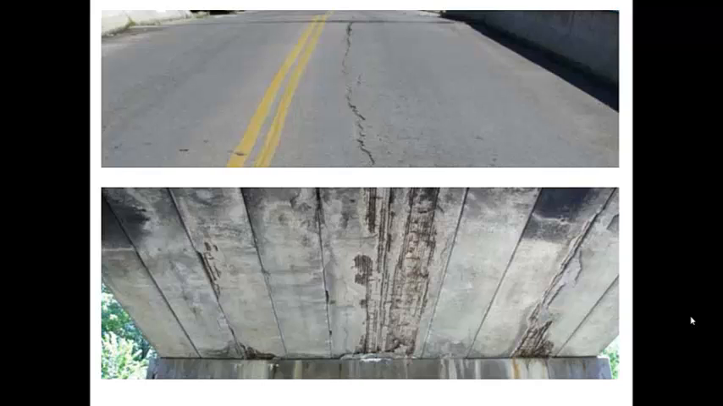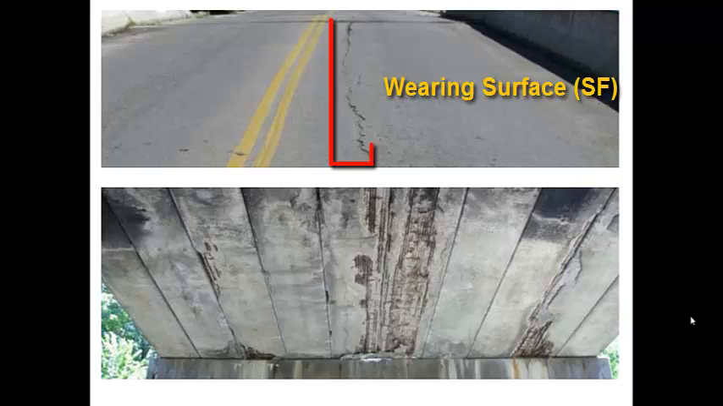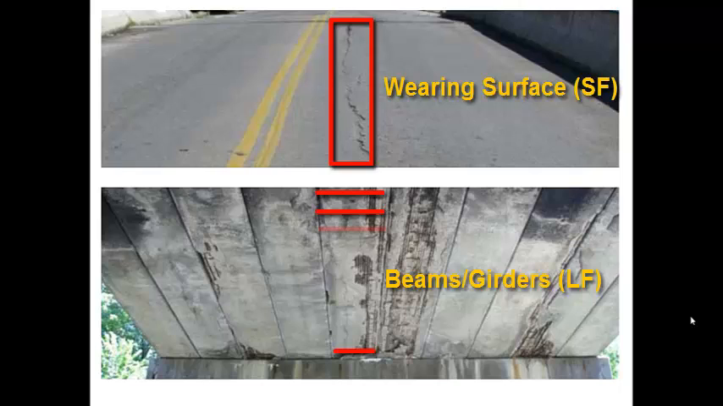So the top side, you would see your wearing surface would be rated low because of that longitudinal crack, and that wearing surface would be a square footage. So each square foot would have its condition state. And on the underside, the beams girders for this pre-stressed would be a linear foot. So a linear foot of exposed strands looks like the controlling deficiency here.